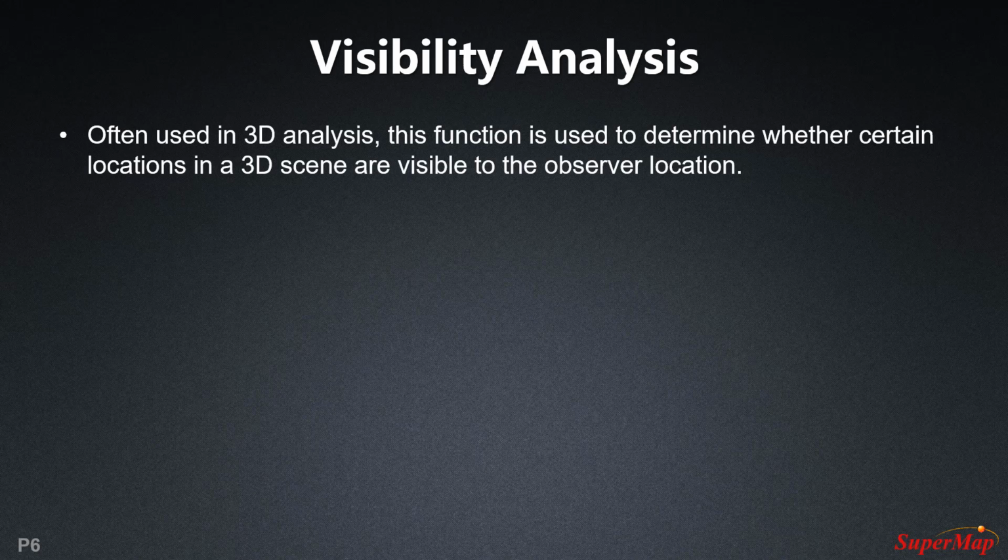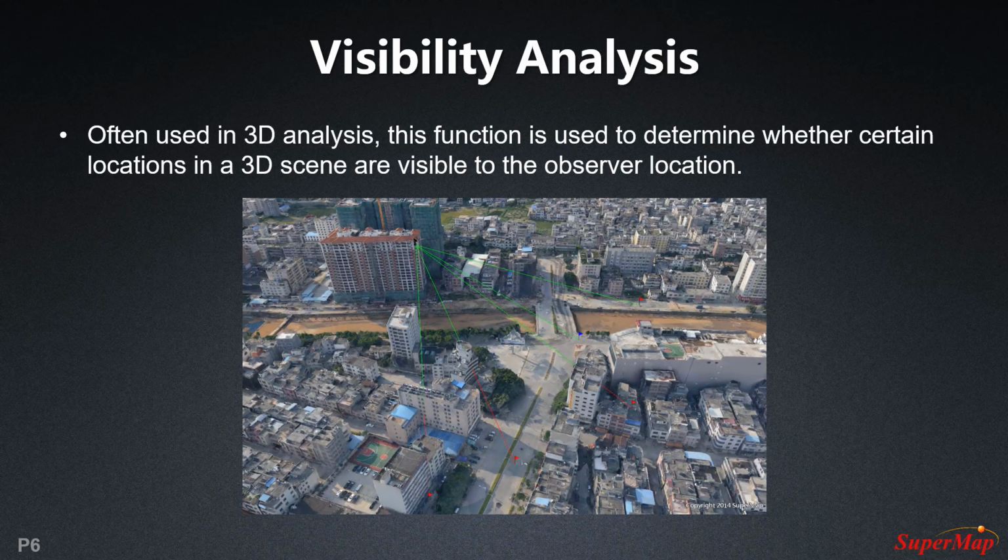So let's talk about visibility analysis. Often used in 3D analysis, this function is used to determine whether certain locations in a 3D scene are visible to the observer's location. In this analysis, there are observer points and points to be observed. There can be more than one point to be observed. The results of the analysis are the lines of visibility that you see here. Now the visible part is the green part of these lines, and the invisible part is the part in red. So let's go ahead and see it in iDesktop.